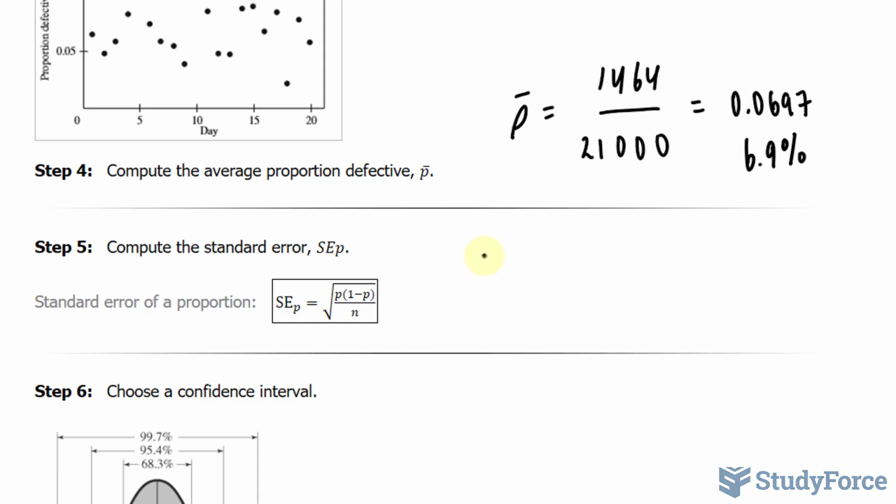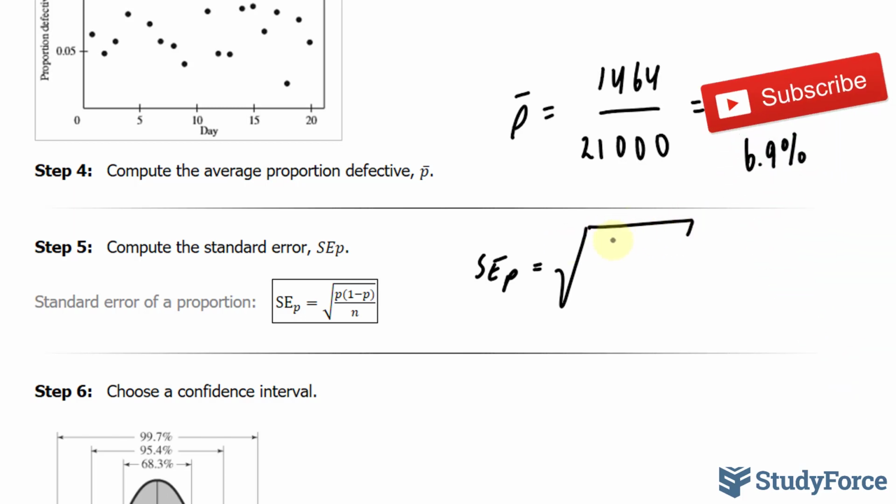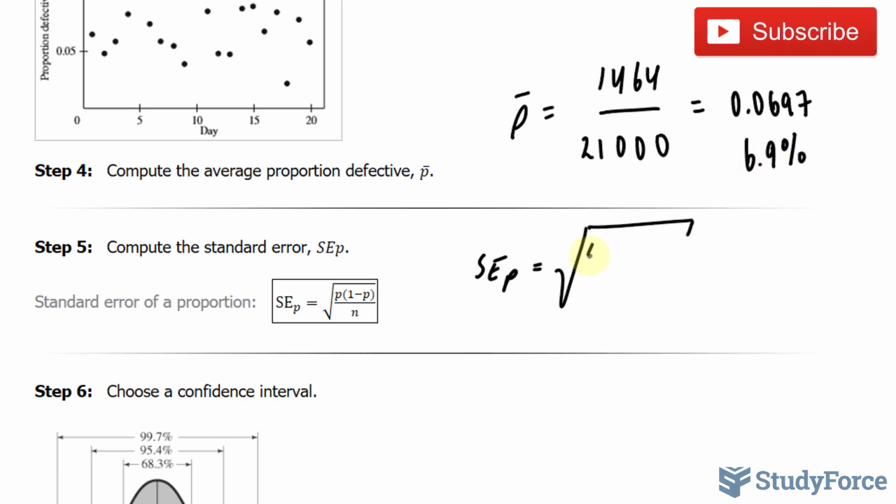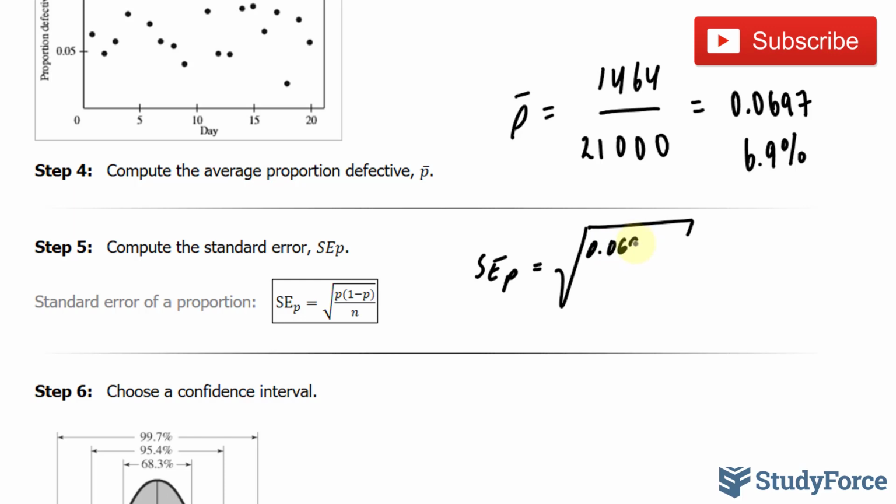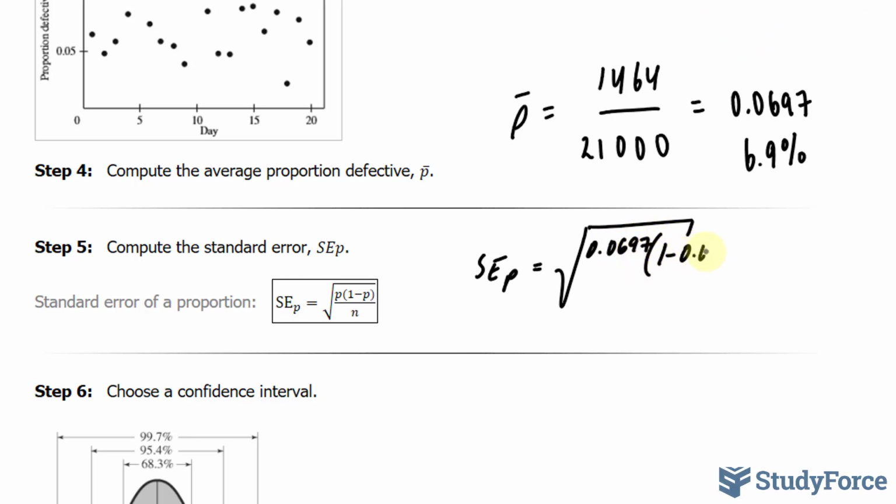With that said, the standard error is equal to the square root of P bar, which is 0.0697 times 1 minus 0.0697 divided by n, which equals 1,000. That was the amount of light bulbs tested on a daily basis.